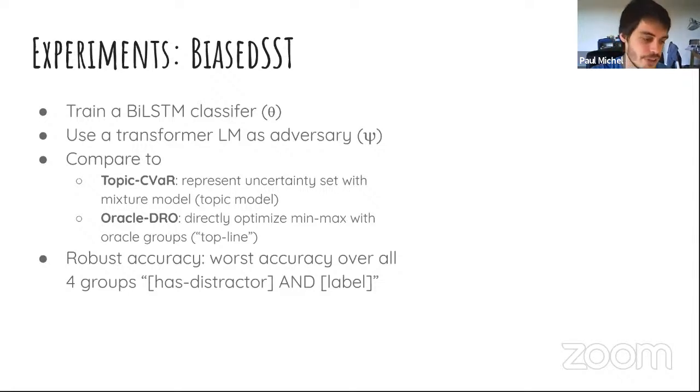accuracy. And topic CVaR is a baseline where, roughly speaking, this is work from EMNLP last year, they're doing essentially the same thing as Oracle DRO, except they're taking the max, not over the true groups that we're interested in, but over topics in a topic model. So they create sort of pseudo groups by training a topic model on the training data, and then they do DRO on this. And the hope is that the topics will pick up on the groups of interest. This is one of the simple uncertainty sets that I was talking about earlier. All right, and we compare robust accuracy. So again, worst accuracy over all four groups.